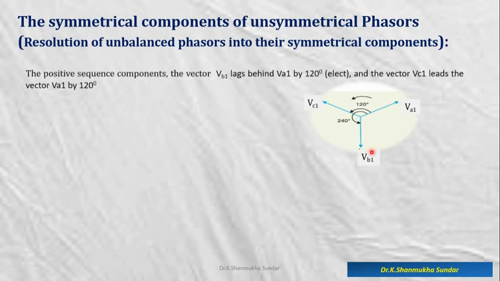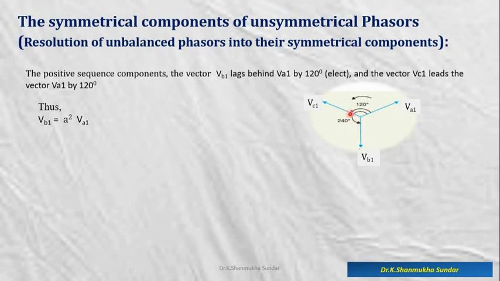Now in this positive sequence component you can see the vector VB1 is lagging behind VA1 by an angle of 120 degrees, or in other words VB1 is leading by an angle of 240 degrees with respect to VA1, isn't it? So VB1 is either lagging by 120 degrees with respect to VA1, or leading by 240 degrees with respect to VA1. Now how to represent this VB1 with respect to VA1? I am taking leading instead of lagging, but you can take lagging also. If I take it leading-wise, it is 240 degrees.